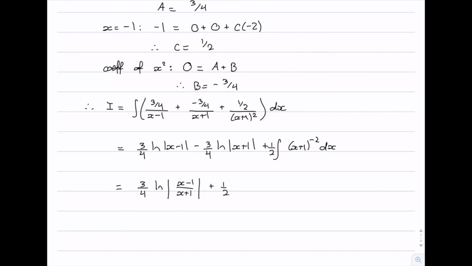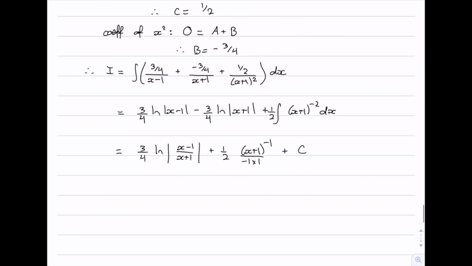plus 1/2 times x plus 1 to the negative 1 divided by negative 1 times the inside derivative, which is 1, plus C, and just to be neat, we can write this last bit as a fraction. So this is actually going to turn out to be minus a half times 1 over x plus 1 plus C. And that is our final answer.